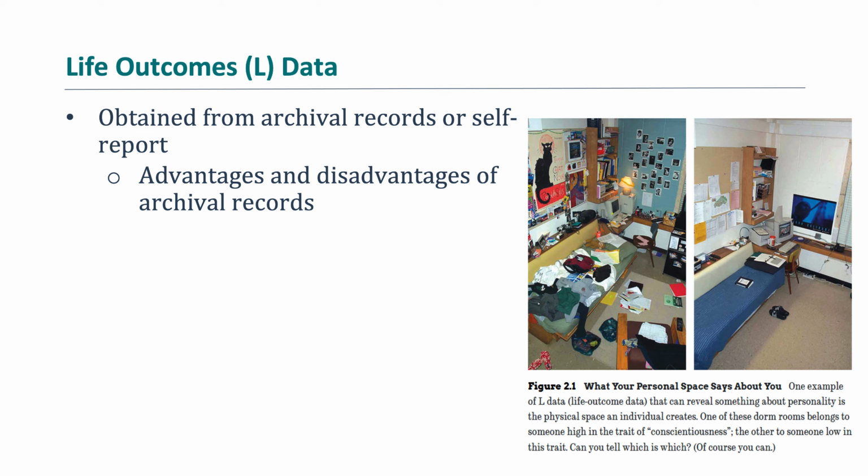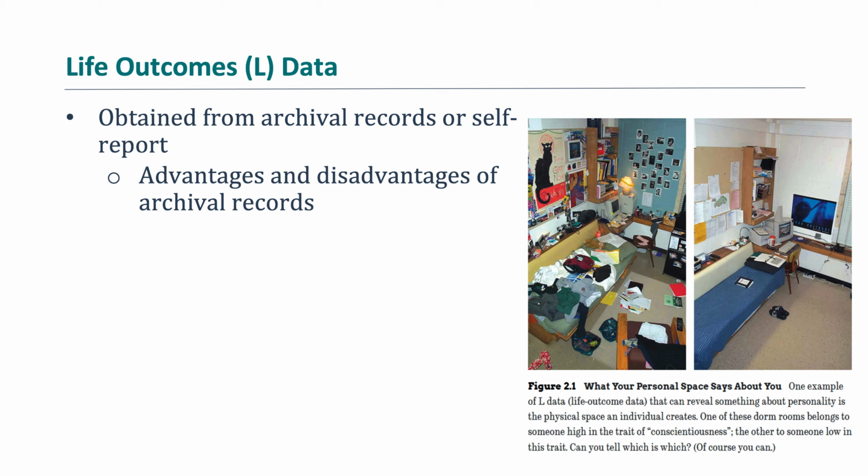So other types of L data is like how much you make, right? I can say, okay, how much do you make, and how often do you visit a doctor? What are your grades like? Those are all archival information about you, and it might spell out some things about you. And what's nice about this is it's not really prone to the biases that self-data and informant data have. But there's also some disadvantages as well.